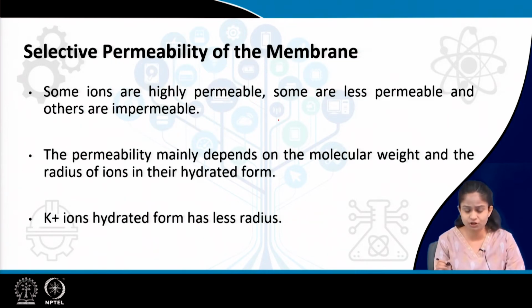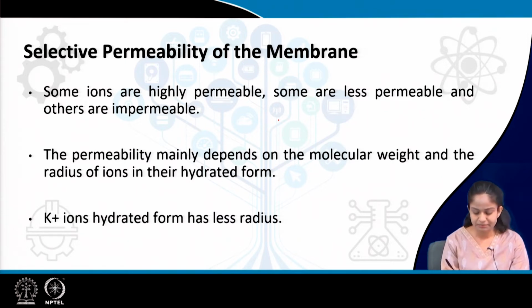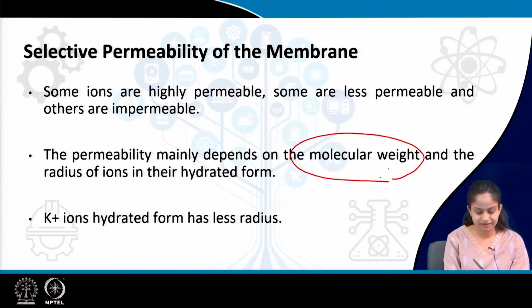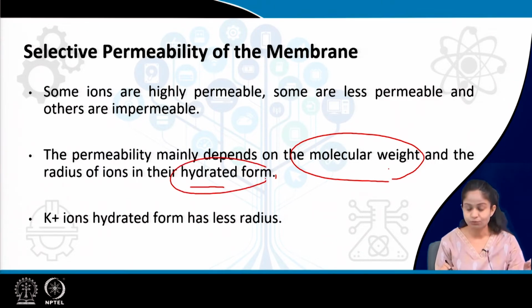Now, selective permeability of the membrane means some ions are highly permeable, while some are less permeable and some are not permeable at all. The ions which are not at all permeable through the cell membrane are mainly the proteins, the macromolecules, the anions. The permeability mainly depends on the molecular weight and the radius of the ions in the hydrated form. This is very important. If the molecular weight is very high, as seen in proteins, they are not permeable through the cell membrane, and it also matters whether the ion is in the hydrated form or not.